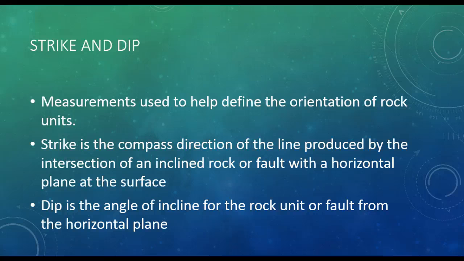Now we need to look at some of the symbols that we might see on a map. One symbol we might see is what's called a strike and dip. Strike and dip measurements are used to help define the orientation of the rock units. A strike is a compass direction of the line produced by the intersection of an inclined rock or fault with a horizontal plane at the surface. Dip is the angle of the incline for the rock unit or fault from the horizontal plane.